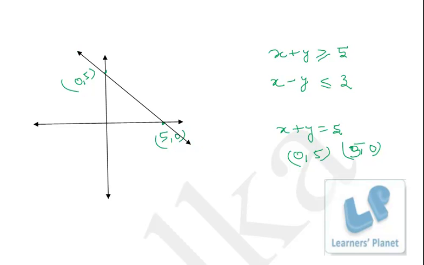Okay, now this is the line of x plus y is equal to 5. Similarly, we can draw the line for x minus y is equal to 3. So x minus y is equal to 3. Okay, so when x is 0, y will be minus 3, and when y is equal to 0, x is equal to 3. Okay, so this line will pass through 3, 0 and 0, minus 3. So 0, minus 3 will be this side.